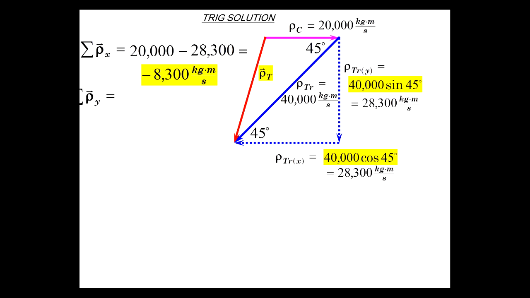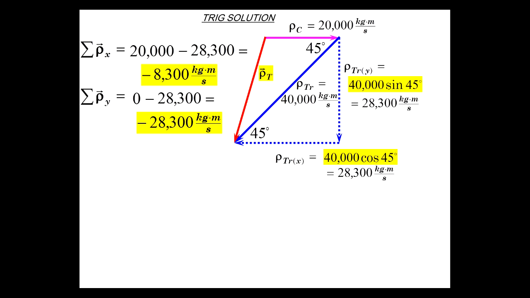So now in the y dimension, let's do the same thing. Well, we have 0 for the car, because there is none, and minus 28,300 for the truck, giving us minus 28,300 kilogram meters per second in the y direction.